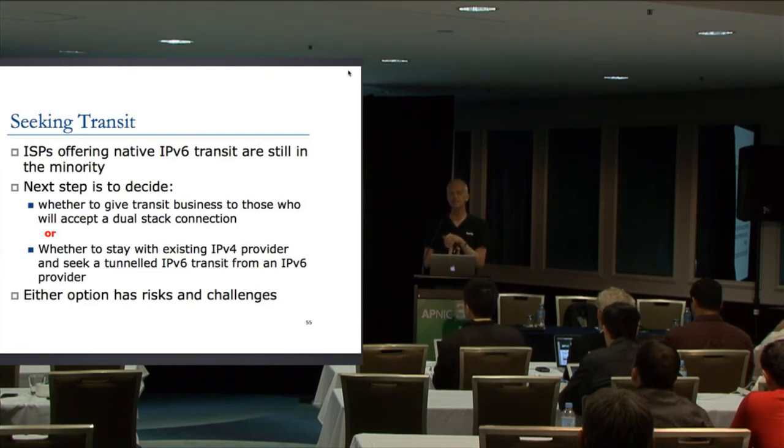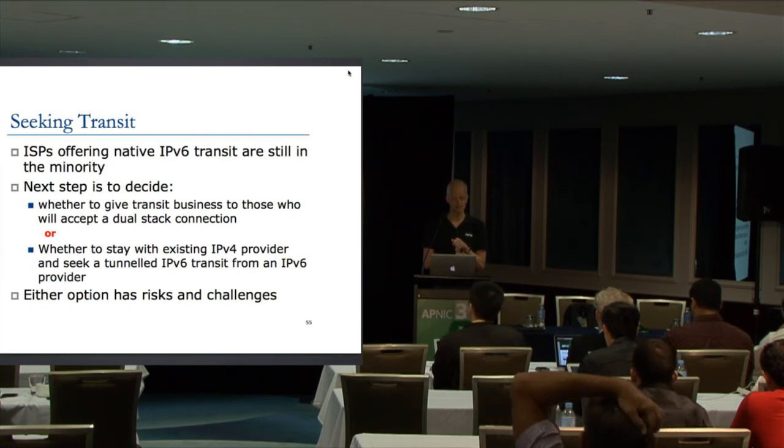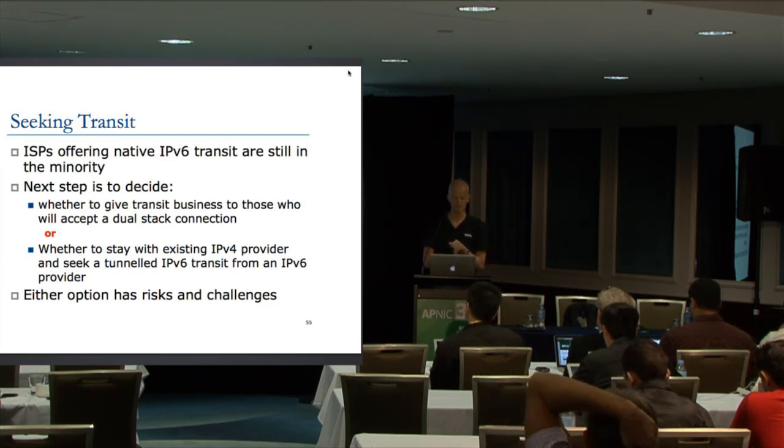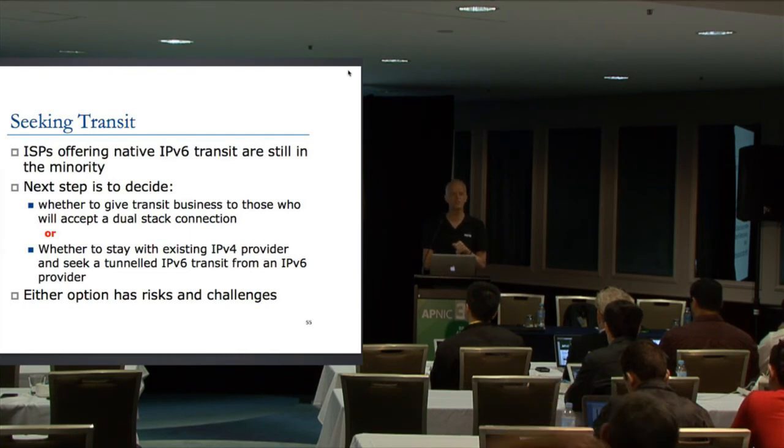The next step is really to decide, are you going to give your transit business to those who actually provide dual stack? Or are you going to stay with the existing v4 provider and get some other type of v6 transit from somebody else? I've put tunnel in there. I really, really dislike tunnels for any type of v6 transit. The days of tunnels are long gone. We should be doing native everything and everywhere. Either option has risks or challenges.